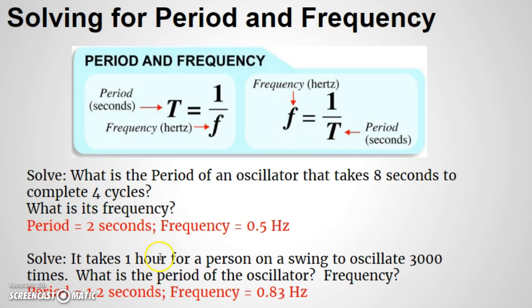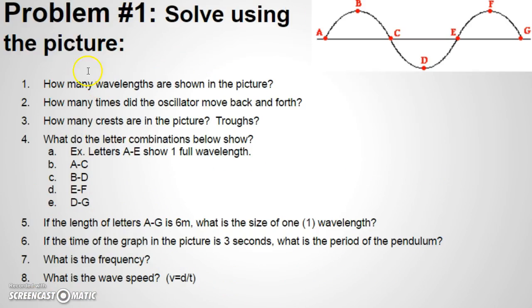So solve this one. If it takes 1 hour for a person on a swing to oscillate 3,000 times, what is the period of the oscillator? What is its frequency? Well, in 1 hour there are 3,600 seconds. I know that there are 60 minutes in an hour, and 60 seconds in a minute. So 60 times 60 is 3,600, divided by 3,000. The period of the oscillator is 1.2 seconds. That's the time it takes to go through one cycle. The frequency would be 1 divided by the period of 1.2 seconds, which is 0.83 hertz.